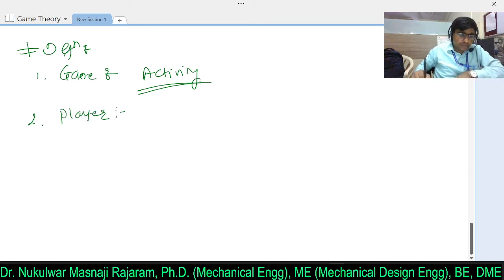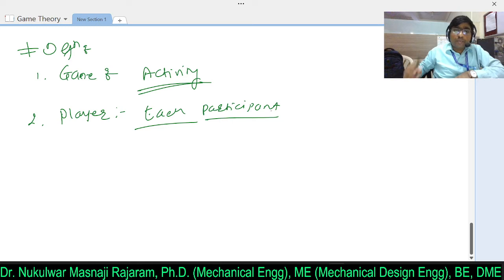Next is player. Who is a player? Each participant is known as a player who plays the activity. That person is called a player. So in a game there may be two players or there may be n number of players.